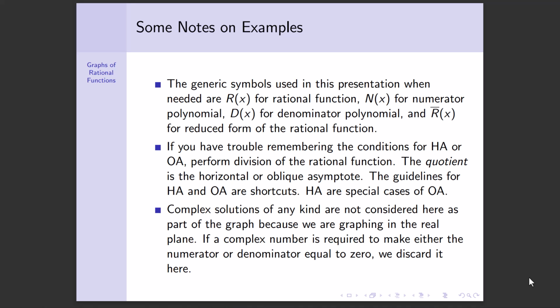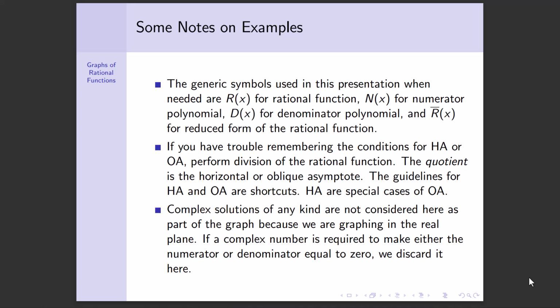Some notes on the following examples. The generic symbols used in this presentation when needed are R of x for the rational function, N of x for the numerator polynomial, D of x for the denominator polynomial, and R bar of x for the reduced form of the rational function. And these are all capital letters.